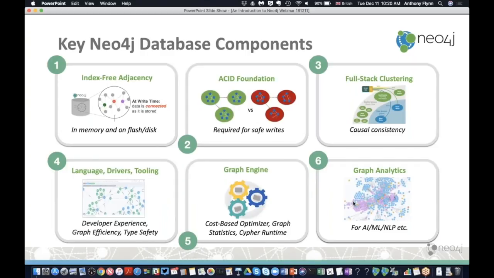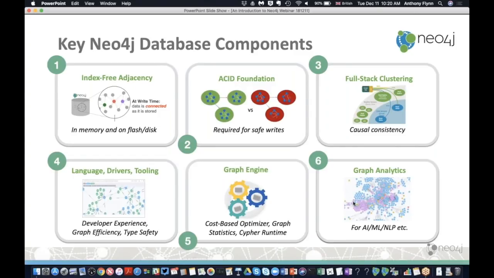I said that Neo4j is a fully fledged database management system, so it has all of the functionality you'd expect if you were buying a database. Number one there is index-free adjacency, and this is a very powerful feature in what are called native graph stores like Neo4j, which allows you to have very fast traversal times, very fast access times to data, but above all, very consistent access times to data. So in Neo4j, it doesn't matter whether you have 1,000 nodes in your graph or 1,000 million nodes in your graph, the query times will be the same.